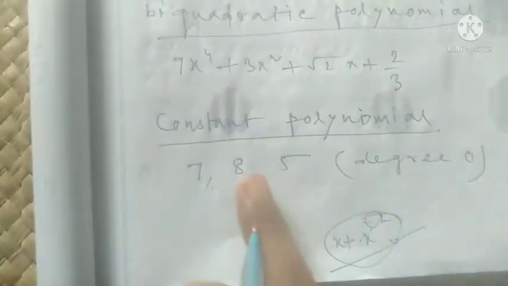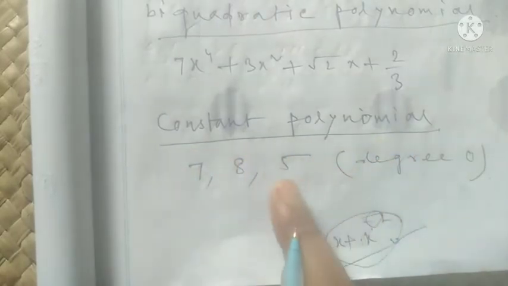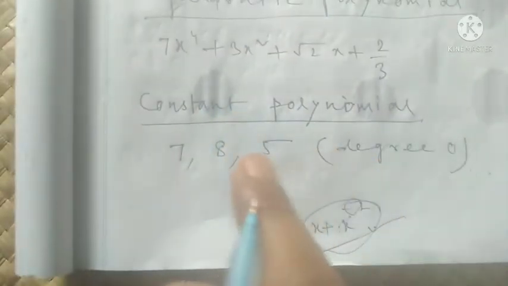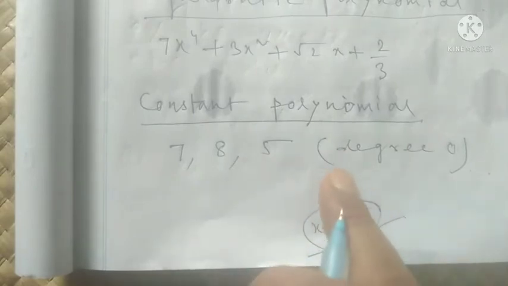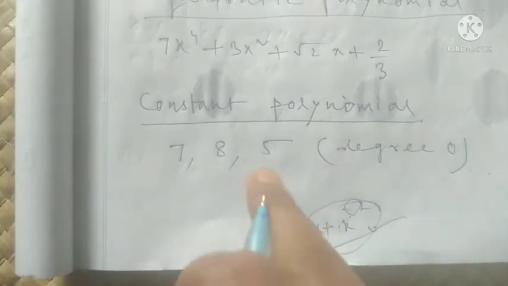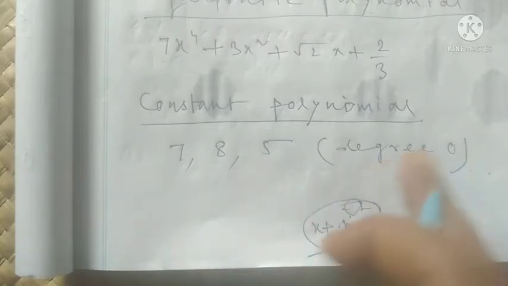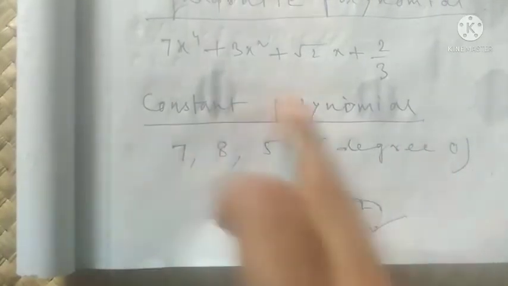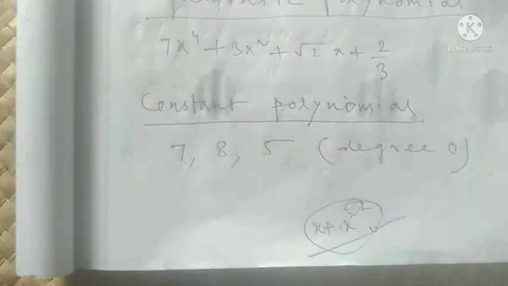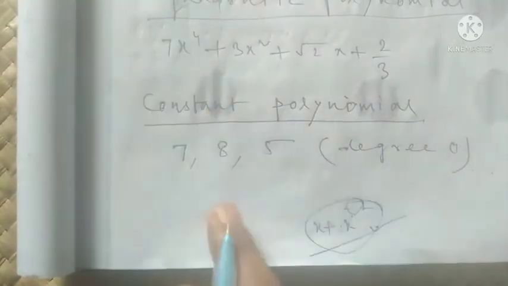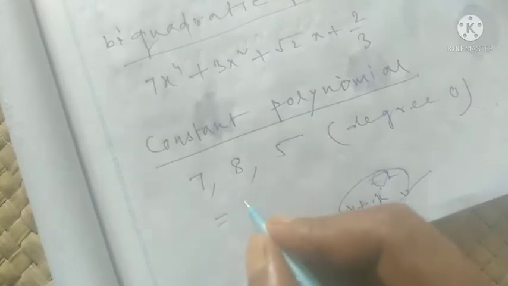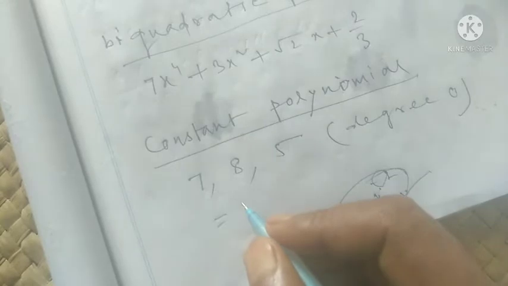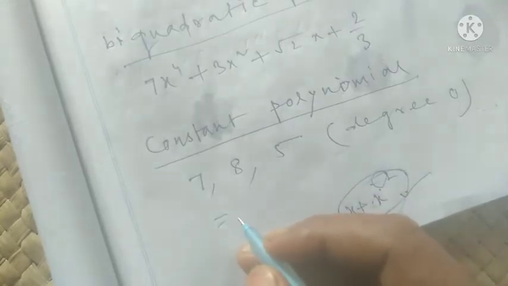Okay, next point, constant polynomial. A constant polynomial means the expression has degree 0. How do we write the degree of a constant polynomial, when there is no x? We know this from the indices chapter, so those who have read the indices chapter can easily understand.